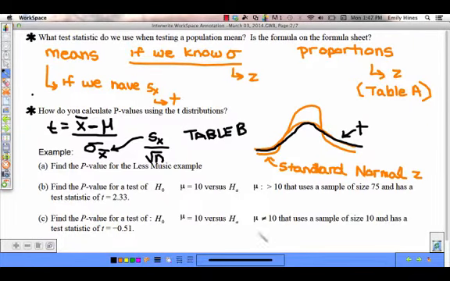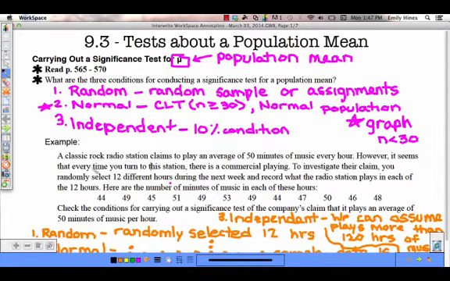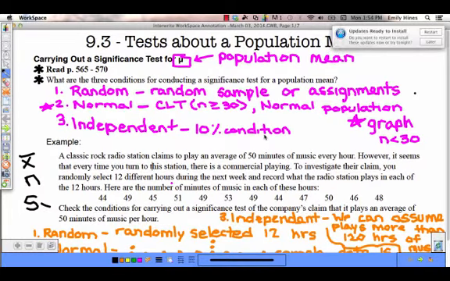So let's look at a couple examples. One says find the p-value for the less music example. So I go back to my less music example. And in order to find the t-value, there are a couple things I need to know. I need to know x bar, I need to know n, and I need to know my sample standard deviation. The easiest way to find these is to go to the calculator.